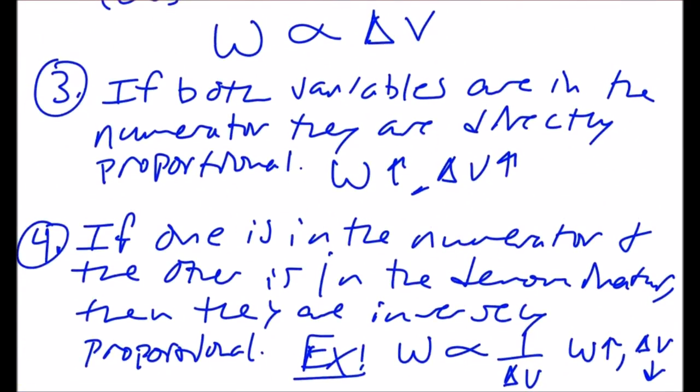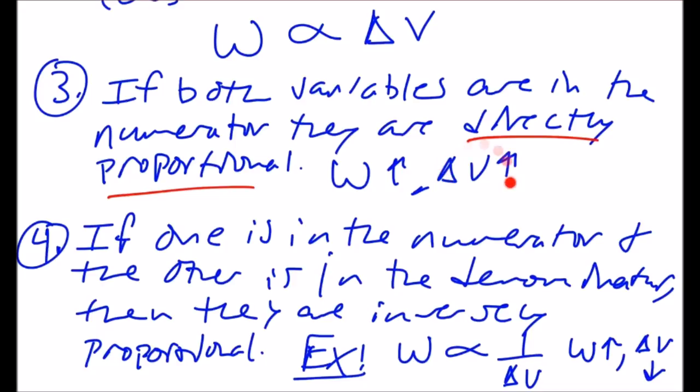For number 3, if both variables that remain, and I say both here because that's specific to this equation, but you could have multiple other variables. So if all of the other variables are in the numerator, or conversely, if they're all in the denominator, they just all have to be on the same side of a fraction, then that means that they are directly proportional to each other. In other words, if one goes up, the other goes up. If one goes down, the other goes down.